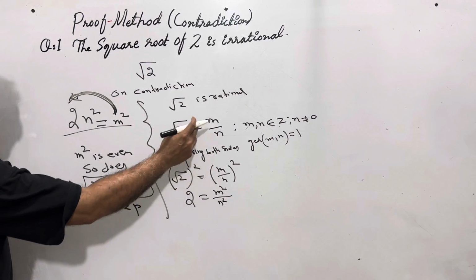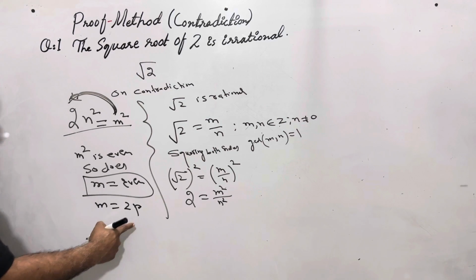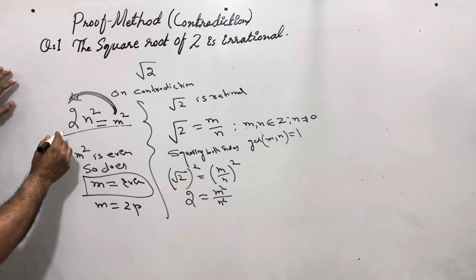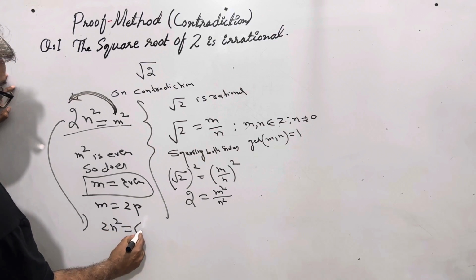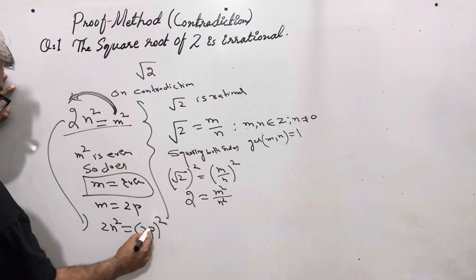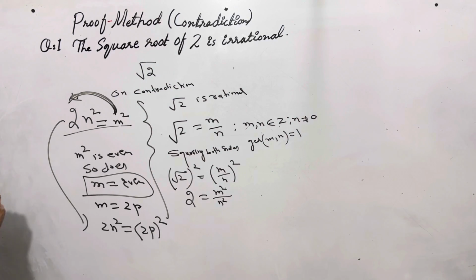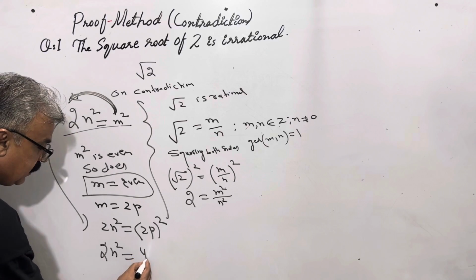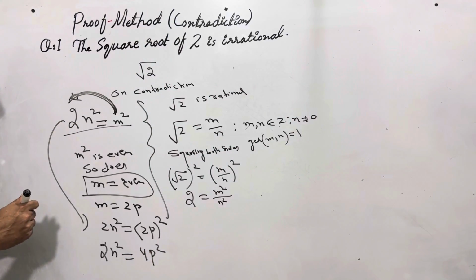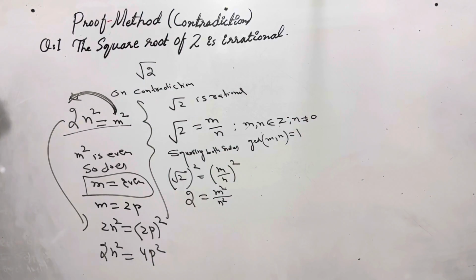If m is even, then I can write m as 2p. I have written m as another letter, 2p. So instead of m, I can write 2p here. This is our 2n square; instead of m, I can write 2p whole square. It will become 2n square is equal to 4p square.